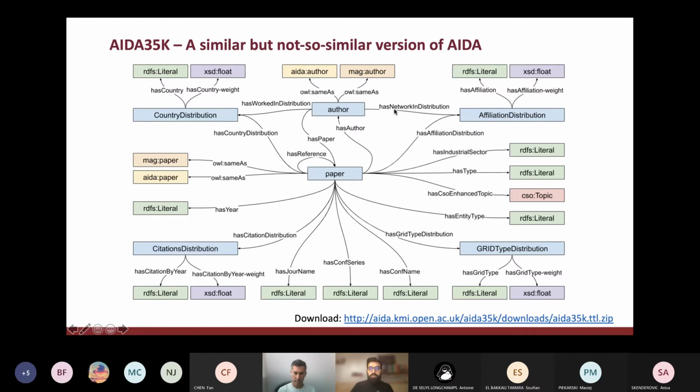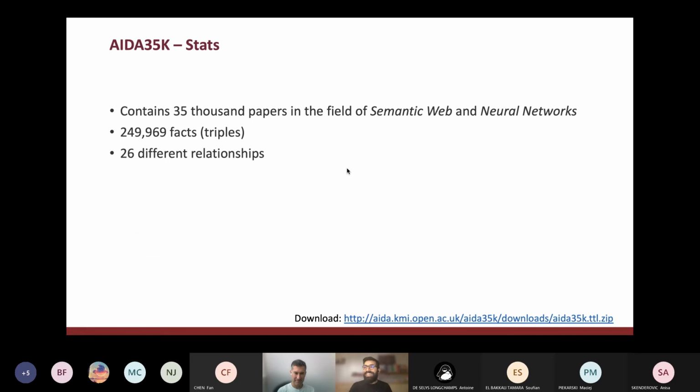And you can see also that, for example, the as network distribution and as worked in distribution lead to the same distribution of the paper. So these two entities have got as a range, as a domain, both author and paper. And remember this, because it's going to be useful for you for the assignment.